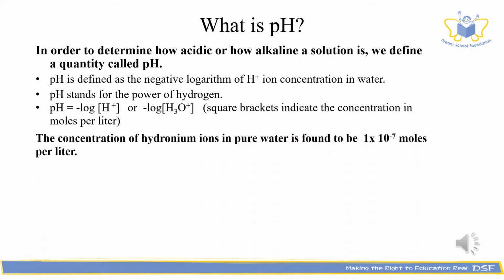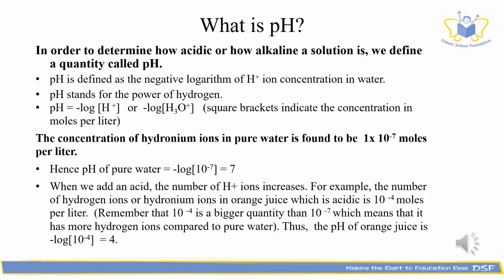So the concentration of hydronium ions in pure water is found to be 1 into 10 power minus 7 moles per liter. Hence, the pH of pure water is equal to minus log 10 power minus 7, which is equal to 7. When we add an acid, the number of H+ ions increases. For example, the number of hydrogen ions or hydronium ions in orange juice, which is acidic, is 10 power minus 4 moles per liter. Remember that 10 power minus 4 is a bigger quantity than 10 power minus 7, which means that it has more hydrogen ions compared to pure water. Thus, the pH of orange juice is minus log 10 power minus 4, which is equal to 4. When we compare pure water and orange juice, the acidity is more in orange.